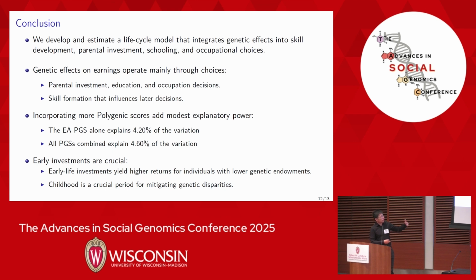And lastly, there's a policy implication, because if we really want to mitigate the initial genetic differences, it seems early childhood investment will be very important. This is a crucial period where we see substitution between genetic endowments and human capital investments. That's it. Yeah, thank you.